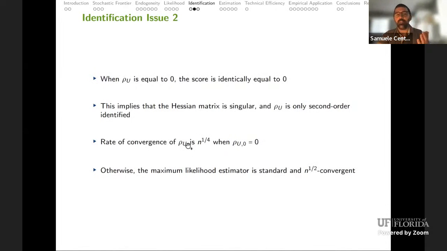Otherwise, if rho u is inside the 0, 1 interval, then I have no problem. My maximum likelihood estimator is standard, so I can do inference in the usual way. I have my distribution with the information matrix. Wald type confidence intervals would work. The standard trinity of tests would work, so I have no problems. I just have this problem at this particular point of the parameter space.